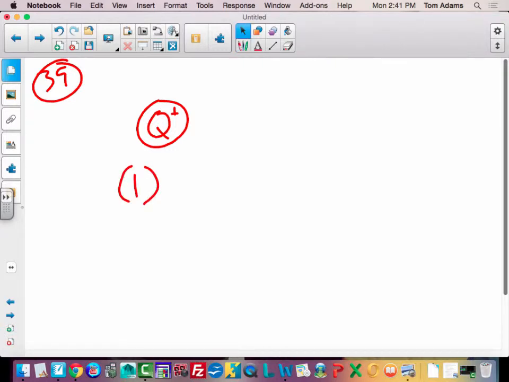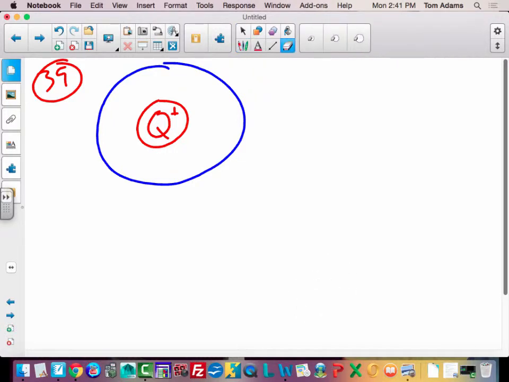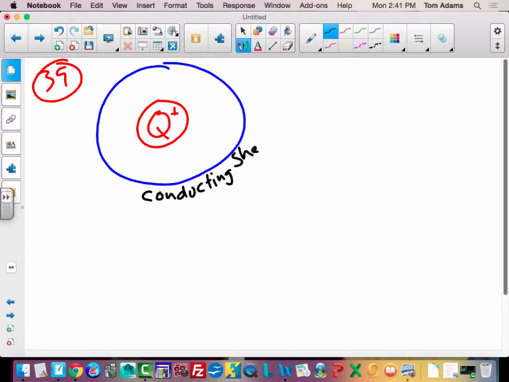Well, let me draw a picture. So this charge is placed inside of a sphere. That's the best, a perfectly drawn sphere. And it's a conducting shell. So this is conducting. And the question is, what is the charge here on the interior of the shell?